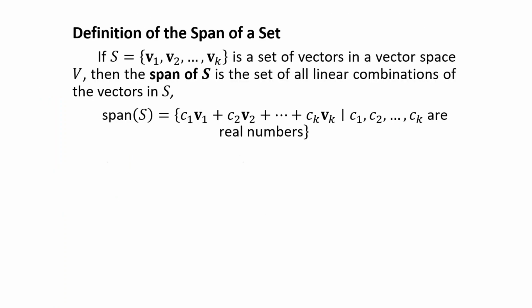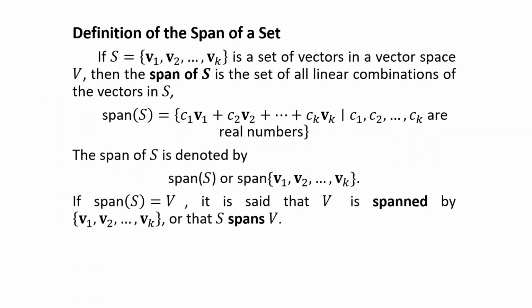Now let us discuss the span of a set. So if S is a set containing vectors v sub 1, v sub 2 up to v sub k, a set of vectors in a vector space V, then the span of S is the set of all linear combinations of the vectors in S. So we have span of S equals the set containing, again, these are all the linear combinations of the vectors of S. Take note that these are scalars or real numbers. The span of S is denoted by, we can use this or you can use this one.